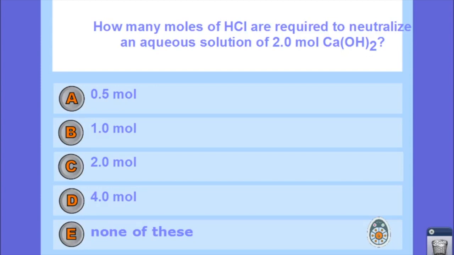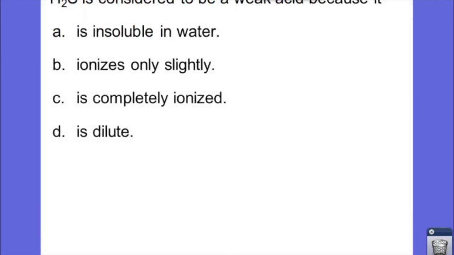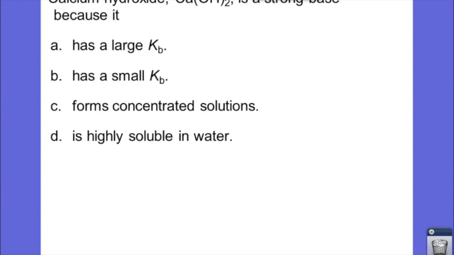How many moles of HCl are required to neutralize an aqueous solution of 2 molar CaOH2? Same thing. You have to start with a balanced chemical equation. I'm going to switch to another flip chart to review a few things from last class. Okay? H2S is considered to be a weak acid because of what? Why do we say H2S is a weak acid? Because it ionizes slightly.